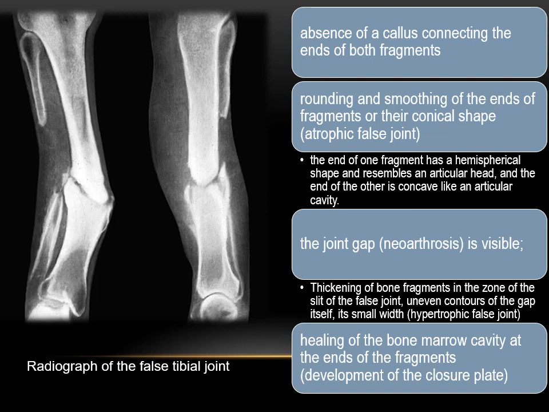Plus, the bone marrow cavities of the canal begin to overgrow, that is, so-called closing plates form above and below this fracture site, and the bone marrow canal begins to close. All this may indicate that we are faced with the formation of a false joint, and it is difficult to treat, difficult.